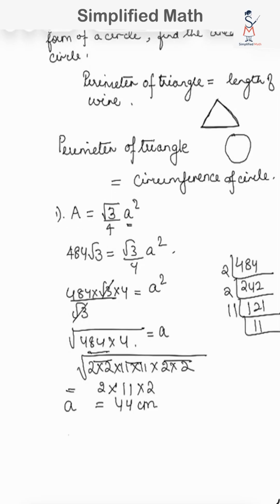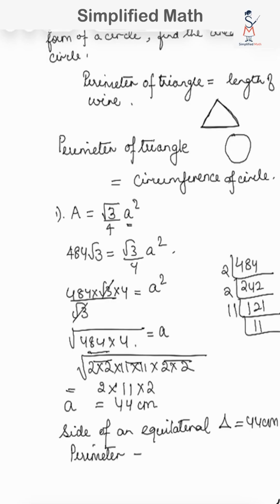equilateral triangle. I'll write here: side of an equilateral triangle. Now this is the side of the equilateral triangle. I know that all the sides of an equilateral triangle are the same. So what will be the perimeter of the equilateral triangle? That will be 3 into the side. 3 into 44 will be the perimeter of the equilateral triangle, that is 132 centimeter.